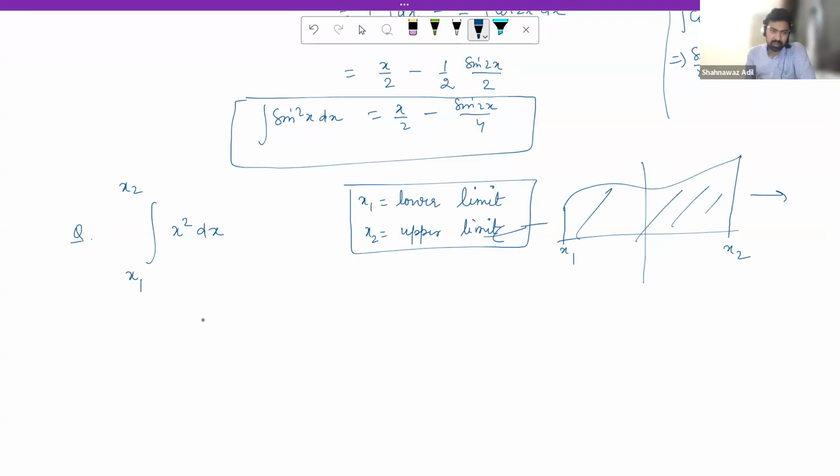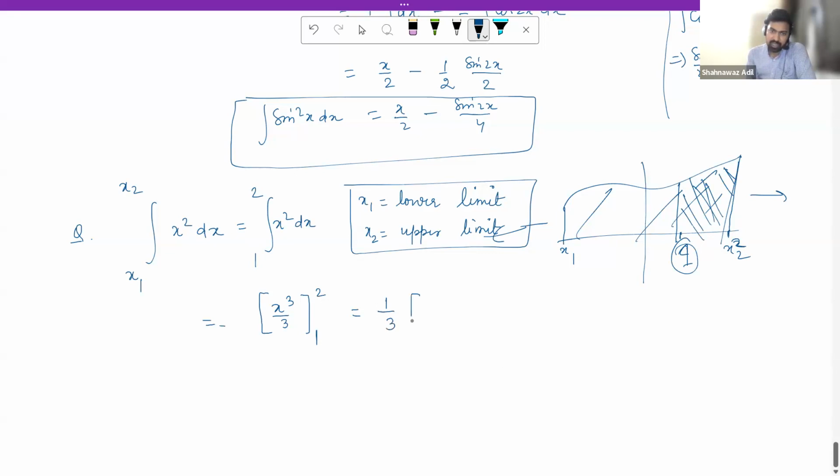So if I put some limit, then this would be x cubed by 3. Let's say I take x1 to be 1 and x2 to be 2. So I am integrating this from 1 to 2. From here to here, I'm integrating this thing. The upper limit is here, this is the lower limit. Now this 3 is constant, so it will be outside, and I have x square as the function.